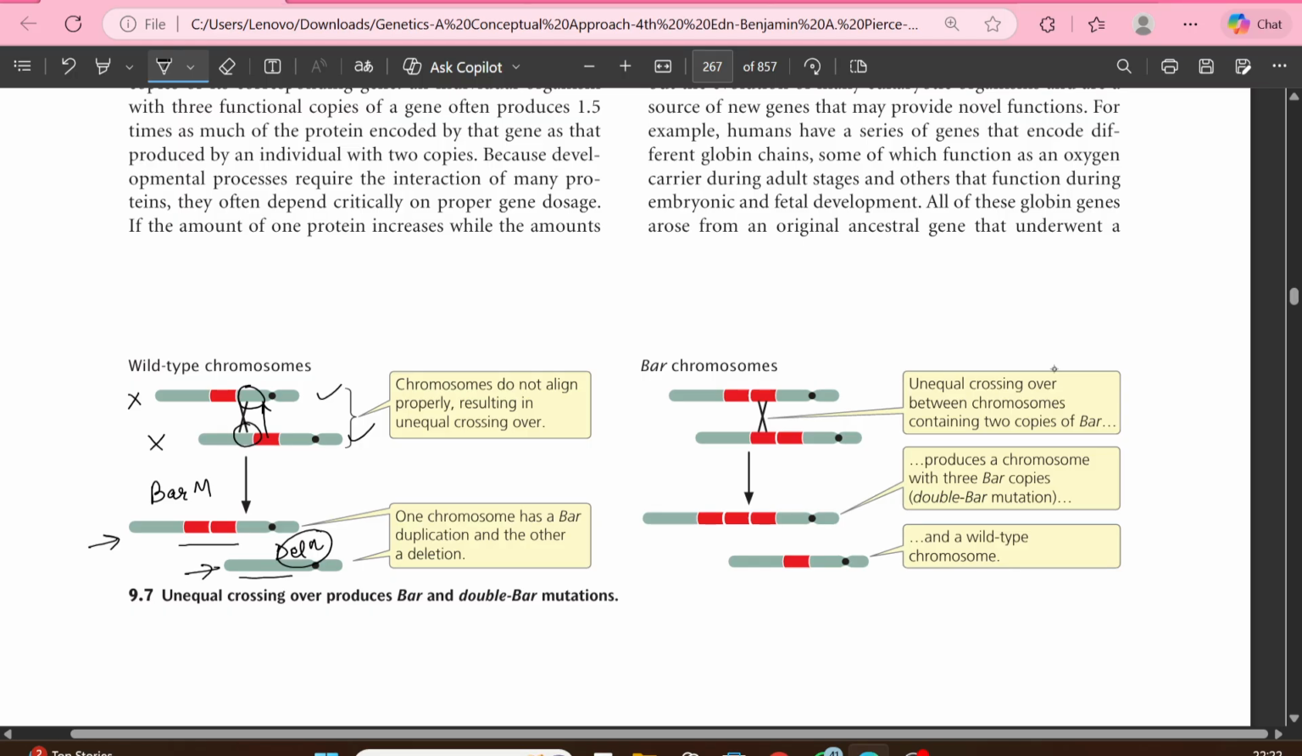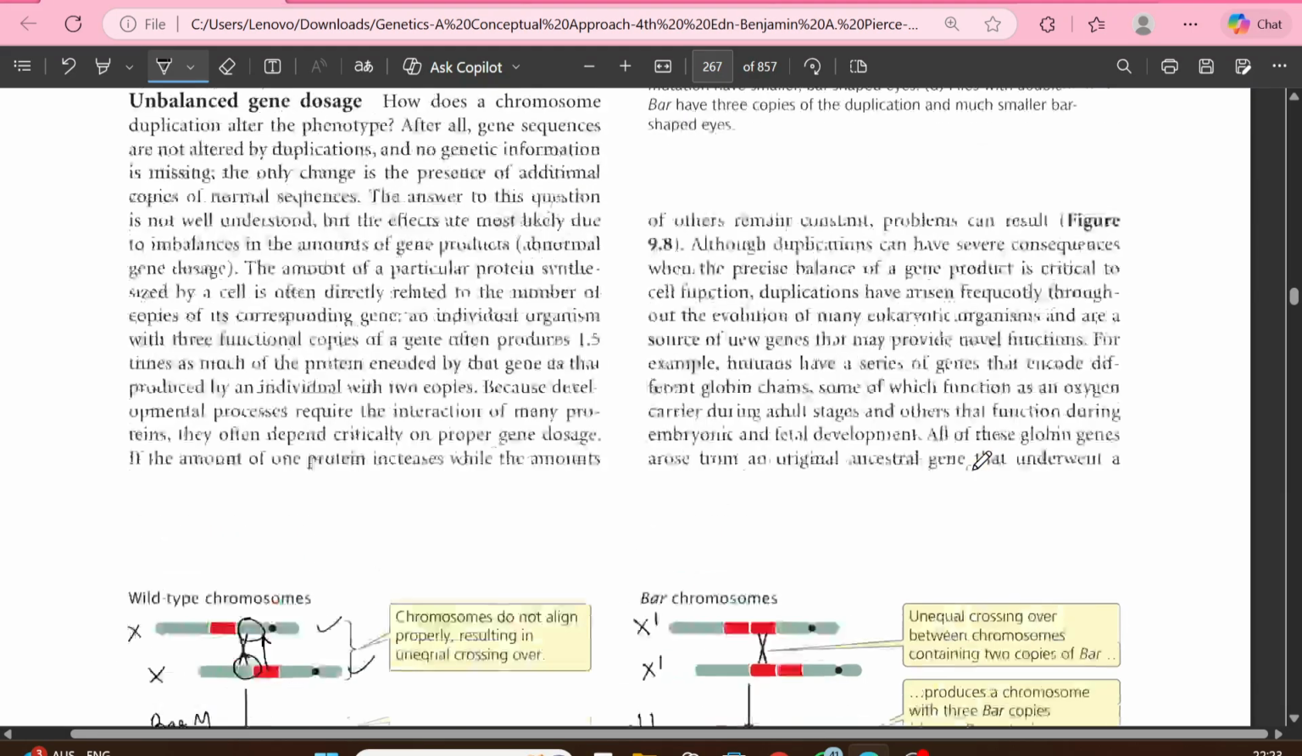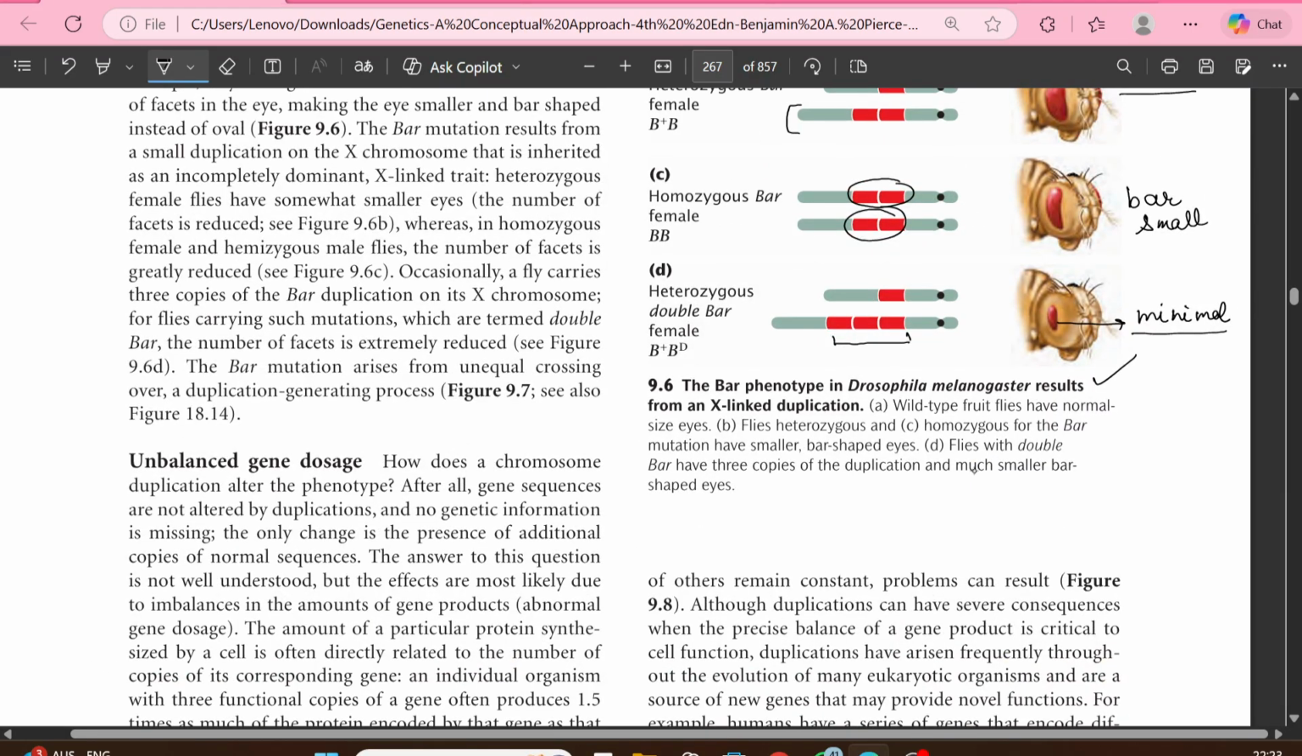Now suppose we take two such bar mutated chromosomes and again we have that they do not have the proper alignment. Now the crossing over will be in such a way that one chromosome will get three bar regions, that is it will be doubly mutated, or we say it is a double bar mutation. We can represent it by X double dash, and one of the chromosomes will only contain normal X, because normal X has to have this bar gene, so it will become normal. This will become again the wild type, but the other will contain a double bar mutation. And whenever there is a case of double bar mutation, you can see which kind of eyes are produced.